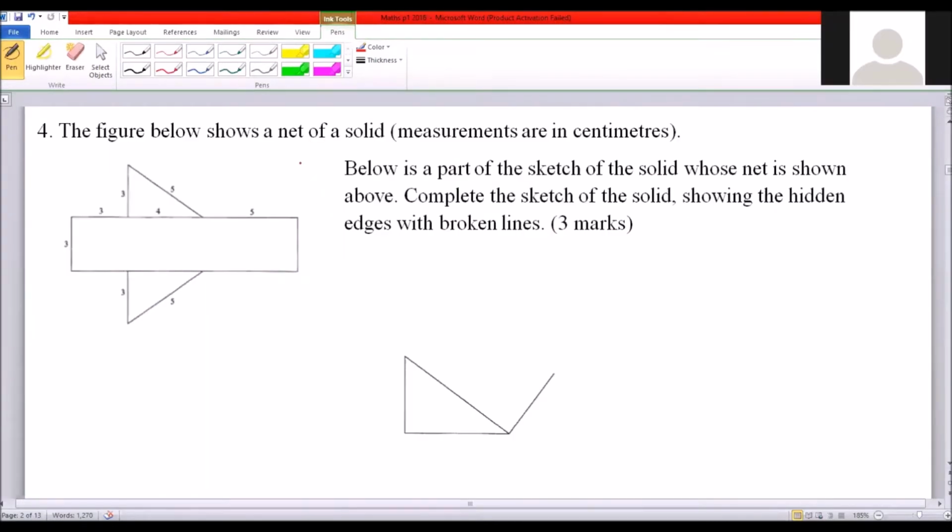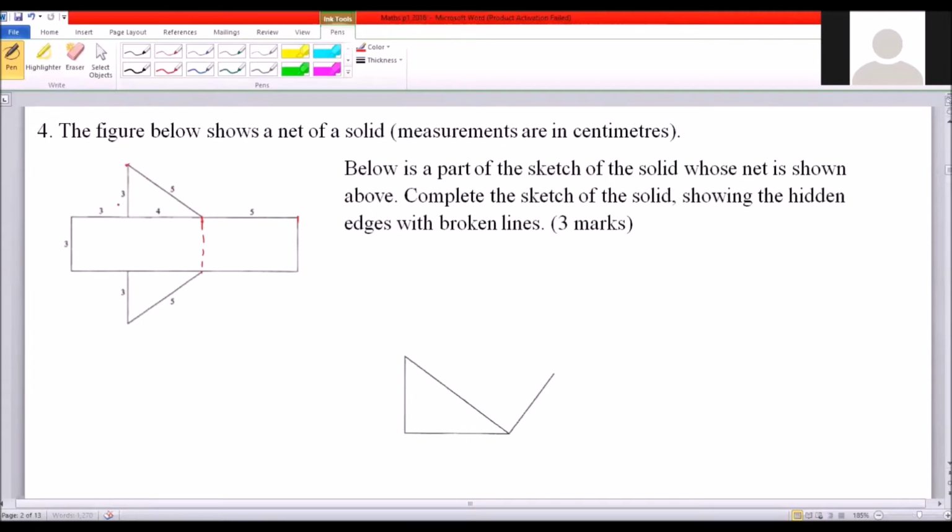So question number 4, we are told the figure below shows a net of a solid. Measurements are in centimeter, so we have the net there. Below is a part of the sketch of the solid whose net is shown above. Complete the sketch of the solid showing the hidden edges with a broken line. So what you do here, you will need to use a ruler. And when you use a ruler, in our net, here we have 5, and from here to there is 5. So it means that this side will lie onto this one, and we can put a line there.